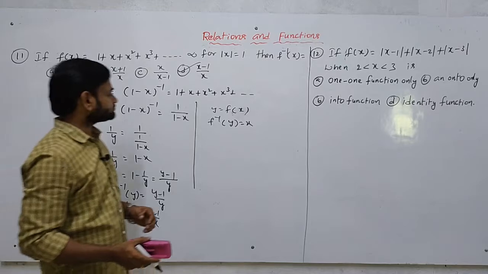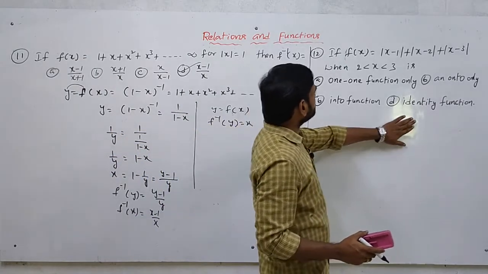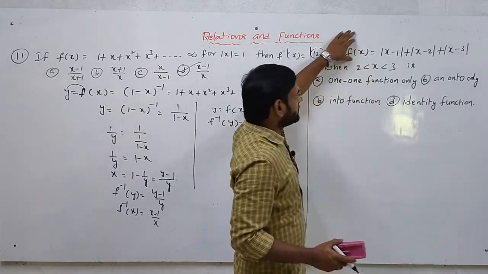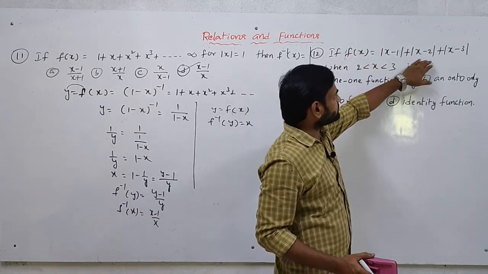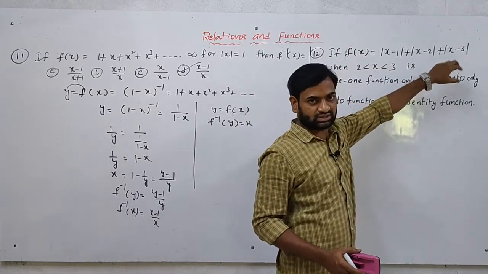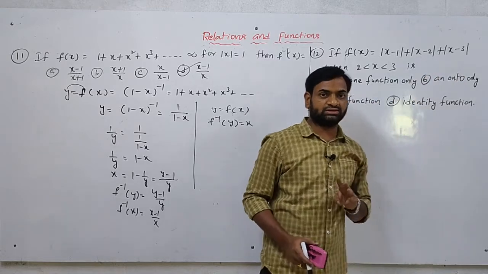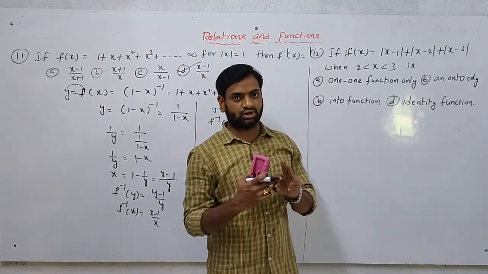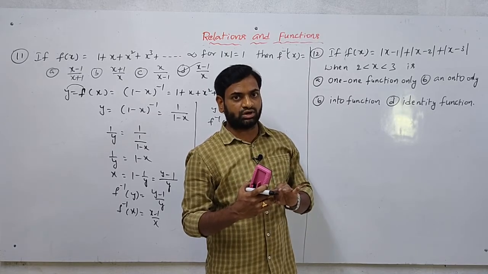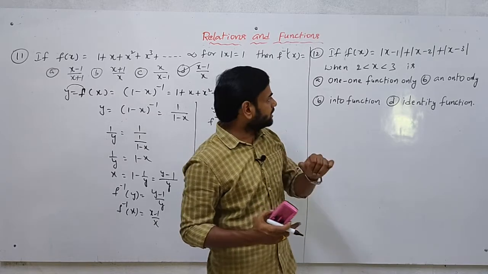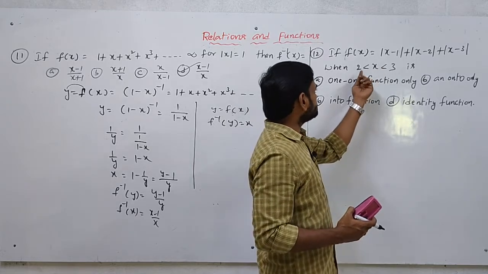Next, come to this one. f of x equal to mod of x minus 1 plus mod of x minus 2 plus mod of x minus 3. Here how many terms are there? 3 terms are there. The first one is mod of x minus 1, the second is mod of x minus 2, the third is mod of x minus 3. And the given range is between 2 and 3.